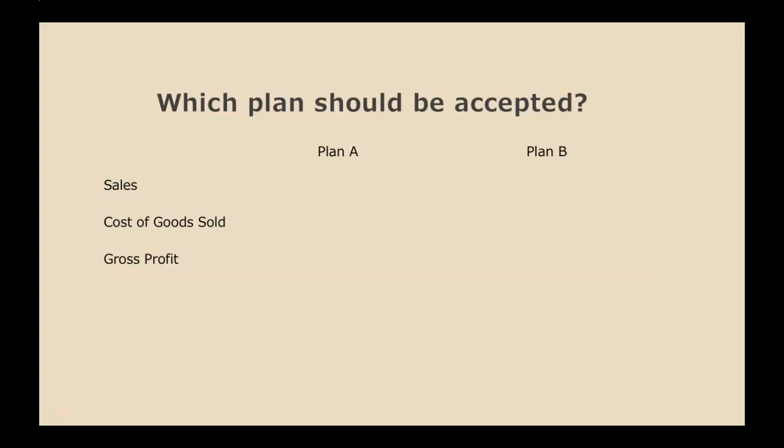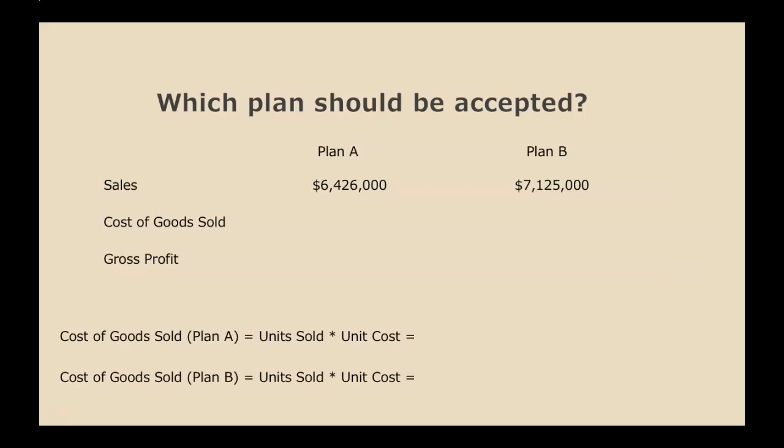Well, everything was about gross profit. This company wanted a higher gross profit. So we should find the gross profit for each plan, right? We take our sales, subtract our cost of goods sold, and that will give us our gross profit. Our sales amounts, we take from the sales budget. Plan B had a higher sales amount. Cost of goods sold, we're going to take our units sold times our unit cost that we just found.